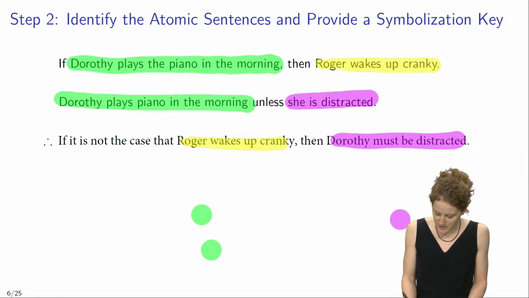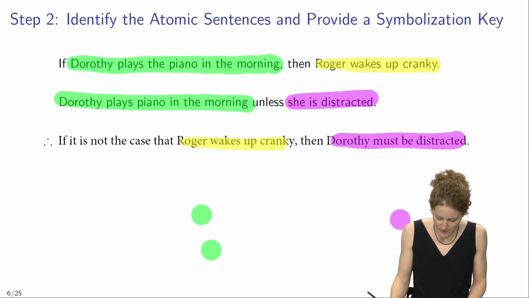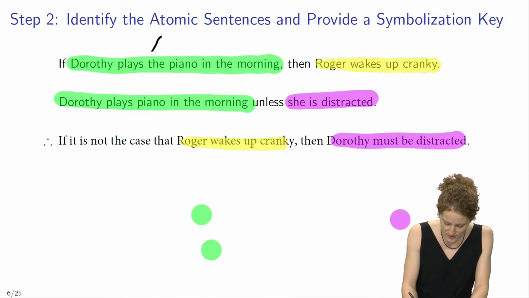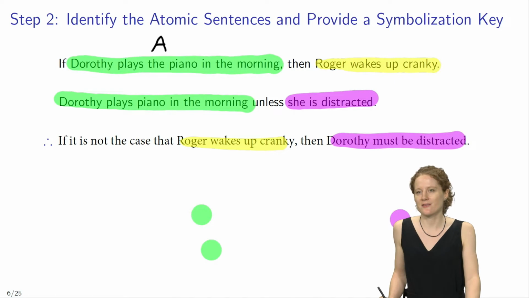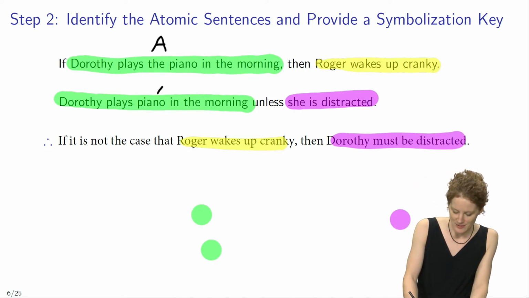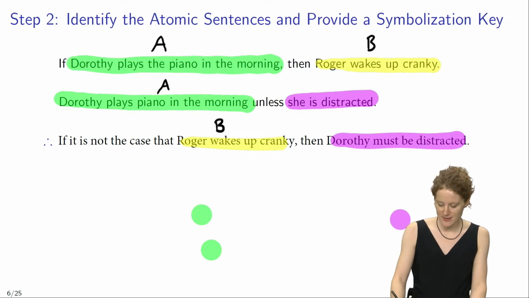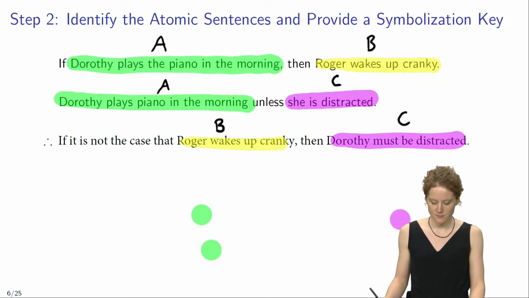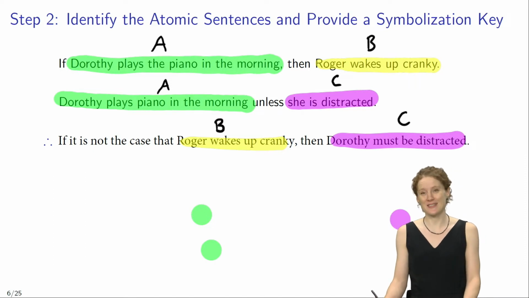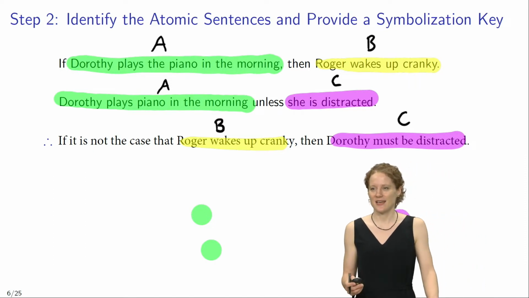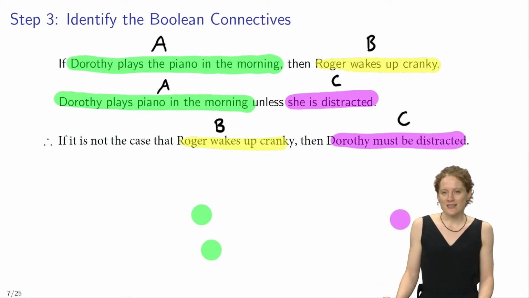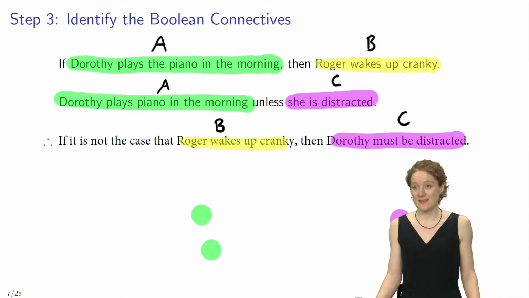Next, let's introduce a symbolization key. So how am I going to symbolize these three sentences? I'm going to choose the capital letter A to symbolize the sentence, Dorothy plays the piano in the morning. And I'm going to use the capital letter B to symbolize the sentence, Roger wakes up cranky. And I'm going to use the capital letter C to symbolize the sentence, Dorothy is distracted. Okay, step 2 is done. We have identified the atomic sentences and provided a symbolization key. Let's move on to step 3, in which we are going to identify the Boolean connectives.